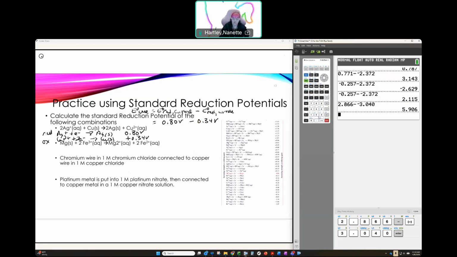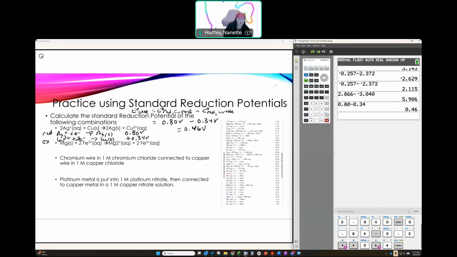So if we're looking at that number, 0.80 minus 0.34, oh, sorry. And that gives me 0.46. Okay. So that's what we're looking at for that. So you've got to be cautious with your values.